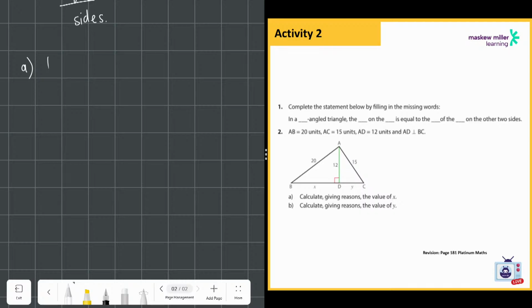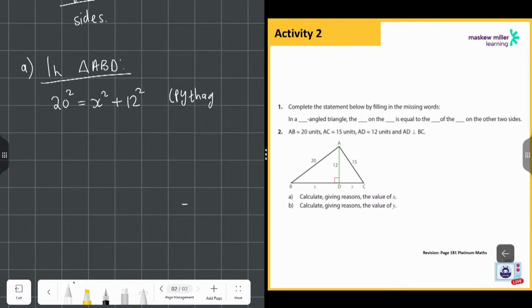So I'm going to say that in triangle ABD, what do I know? I know that the square on the hypotenuse, so 20 squared, is equal to the one short side, which is x, so it's x squared, plus the other short side, which is 12, so it's 12 squared. My reason there is Pythagoras. Let us now simplify. 20 squared, 20 times 20 is 400. So here I have 400 is equal to x squared plus 12 squared. 12 times 12 is 144.